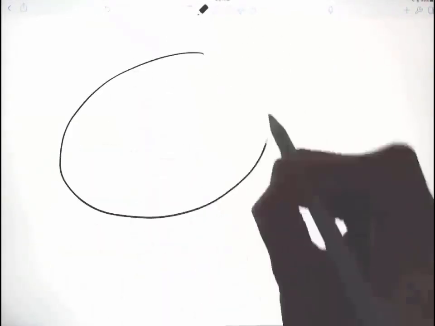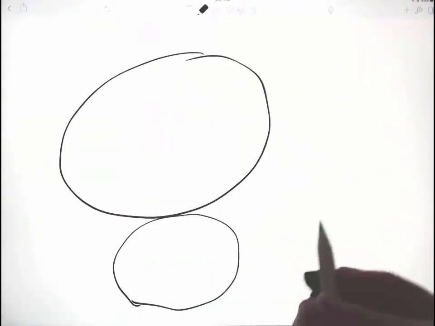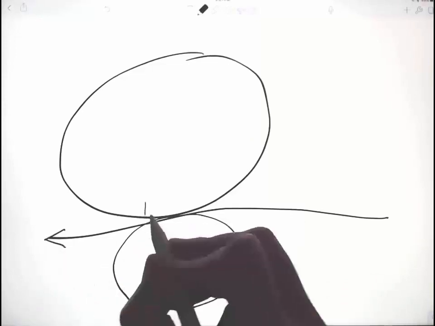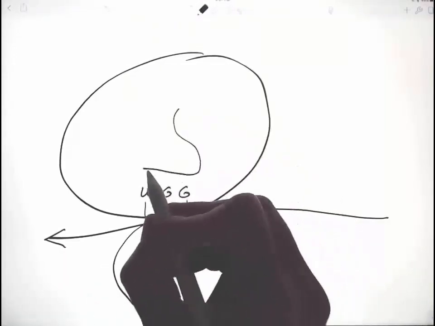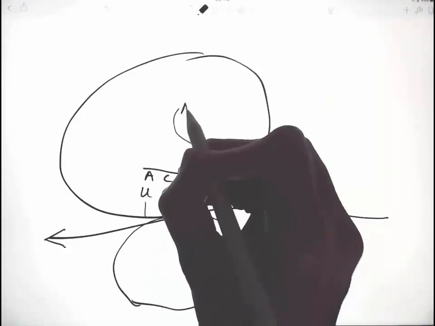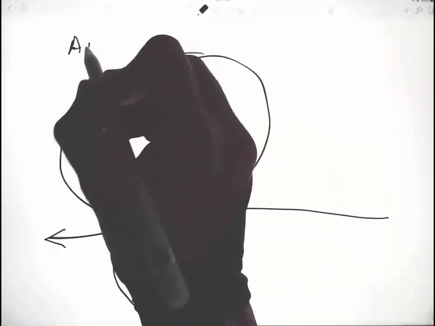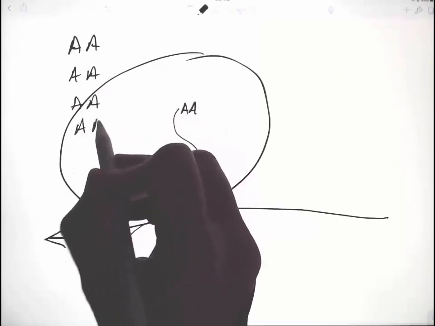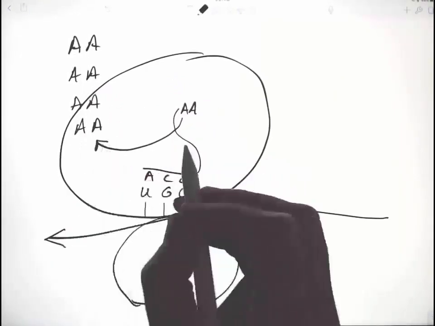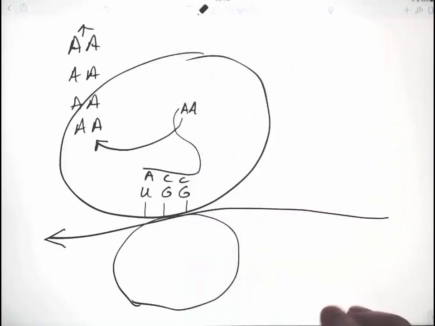Here's a ribosome with messenger RNA going through it. The codon, UGG, anticodon, ACC on the transfer RNA with a specific amino acid, and each new transfer RNA brings in a new amino acid to the growing chain of amino acids.